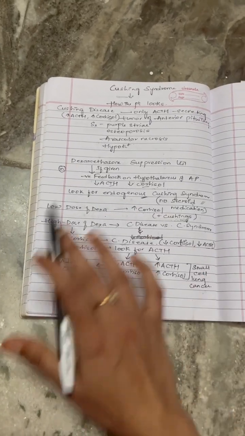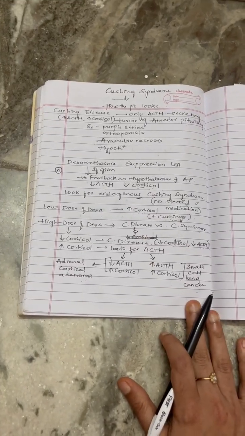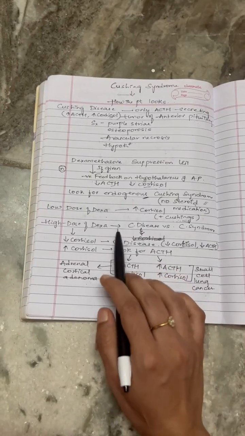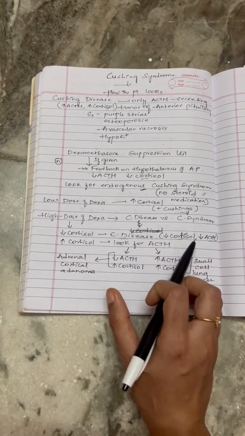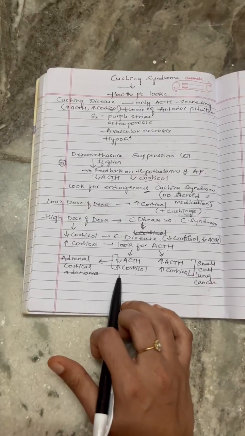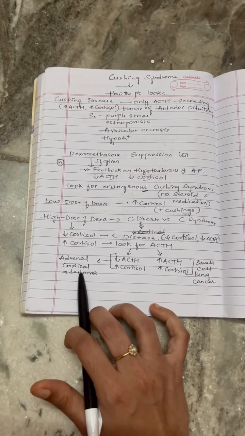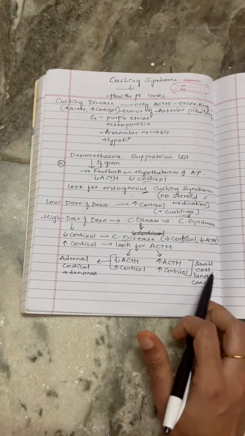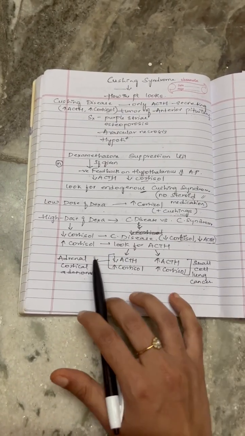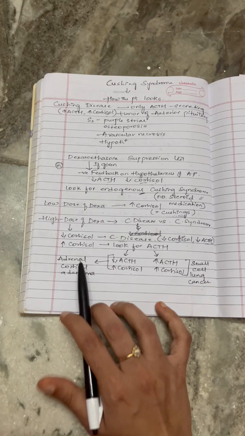So this is the simplest possible way that I can explain it. Here you can clearly differentiate between Cushing disease, which is secreted from the pituitary gland, the adrenal cortical adenoma, and the small cell lung carcinoma. So these are the three things which will help you differentiate with this drug test.